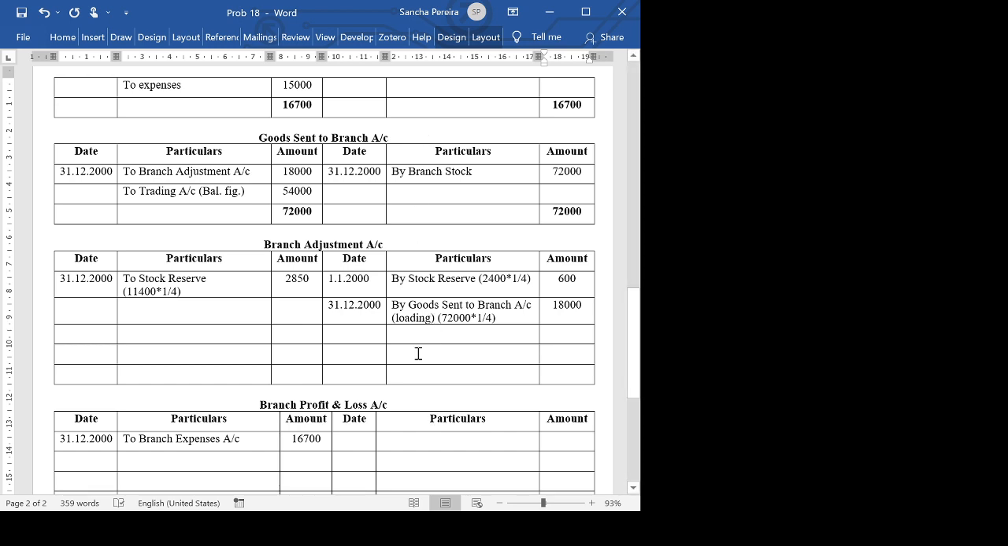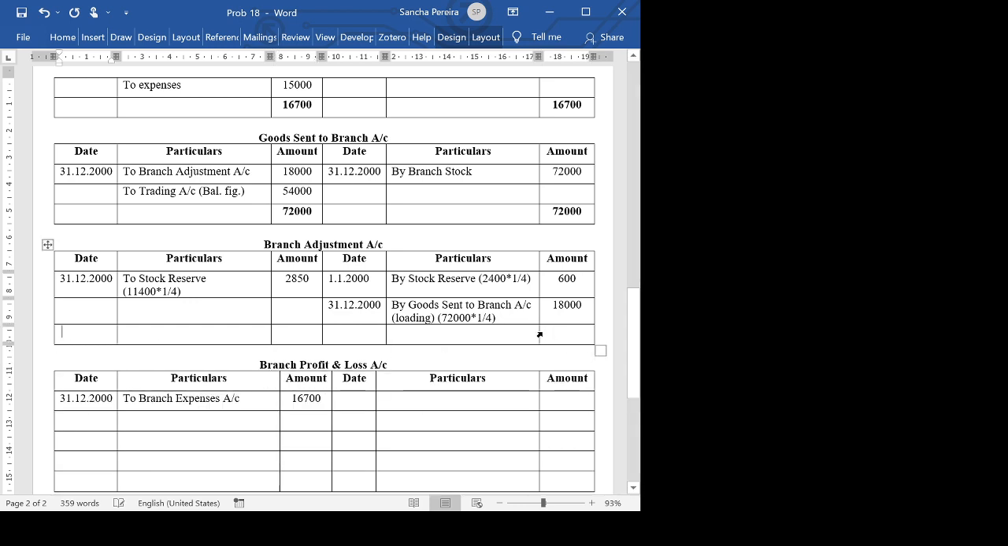Okay, now coming to this, let's close this. This comes to 18,600. The balancing figure of this is called gross profit, because if you see, these are all elements of profit. Stock reserve, this is loading, this is stock reserve, these are all elements of profit. So this balancing figure is called gross profit.